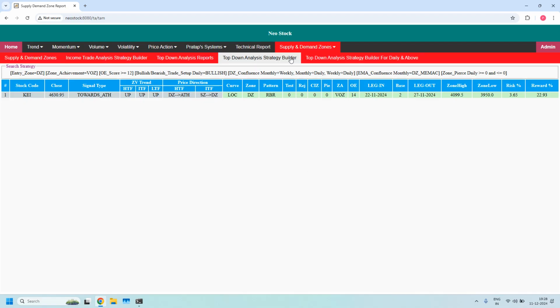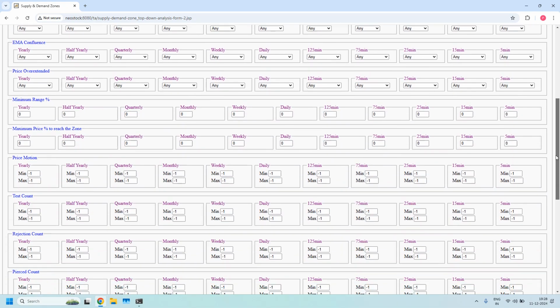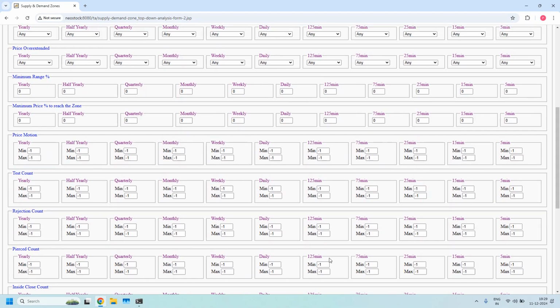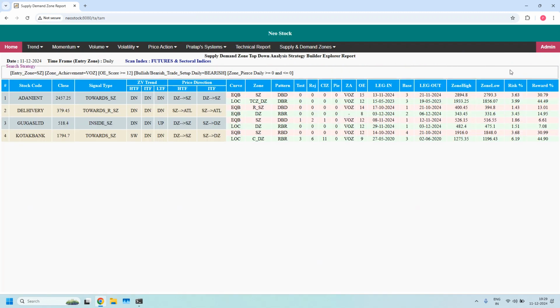Next, bearish trade setup for monthly income trade. Entry time frame daily, entry zone supply zone. In bullish or bearish trade setup at daily time frame, I am selecting bearish, and this daily supply zone should not be pierced. So in the pierced count at a daily time frame, I am setting minimum value 0, maximum value 0. Zone achievement violated opposing zone, minimum odd and enhance score 12. All the three filters are applied to daily supply zone. 4 stocks are filtered. They are supporting bearish trade setup for monthly income trade.